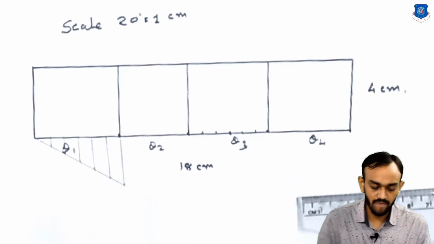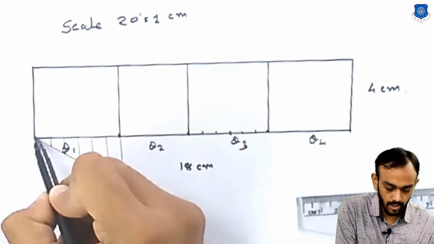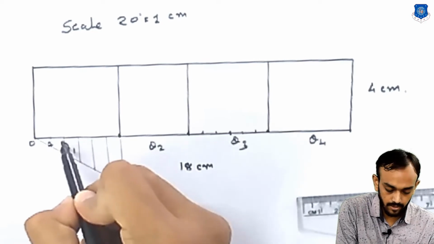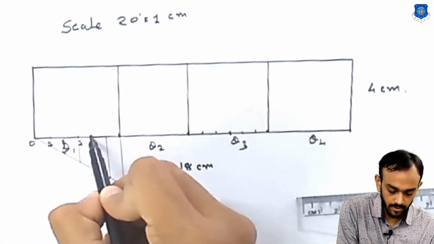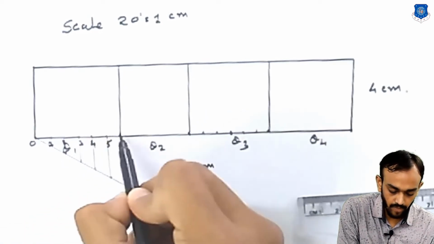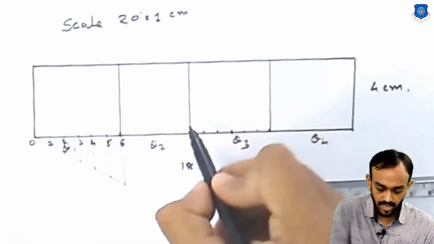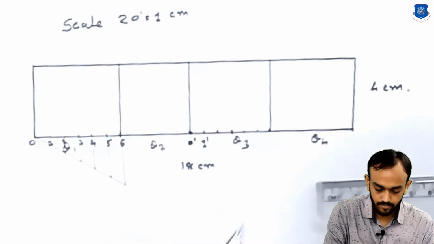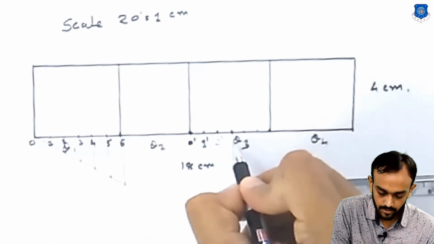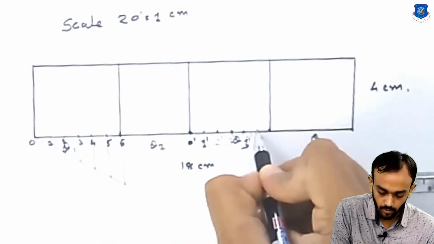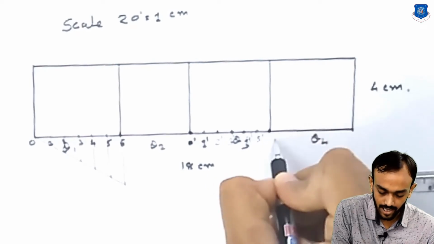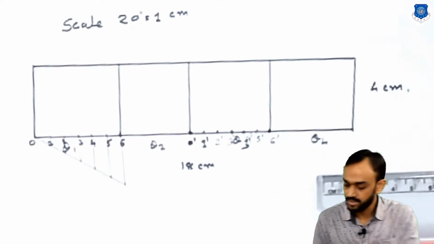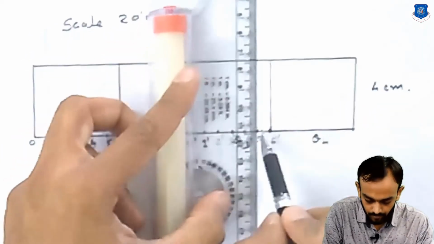Now first of all I will give the numbering here. So here will be 0, 1, 2, this will be 3, 4, 5, 6, and same here it will be 0 dash, 1 dash, 2 dash, 3 dash, 4 dash, 5 dash, and the last point will be 6 dash. So let's make the line here.